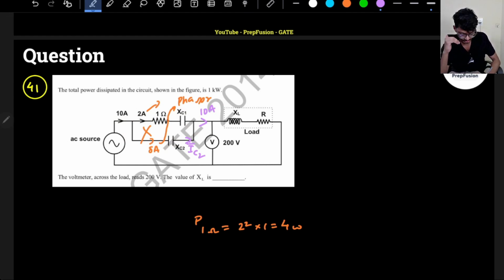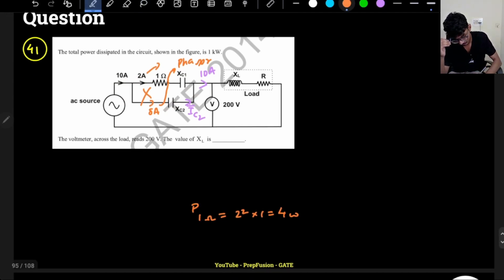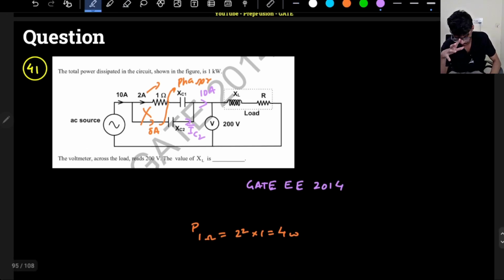Even though students did not have the total knowledge, this is a GATE EE 2014 question. Even though students did not have the idea, they still applied KCL. But ultimately the answer was the same, because KCL will follow. So this will be 10 amperes only.